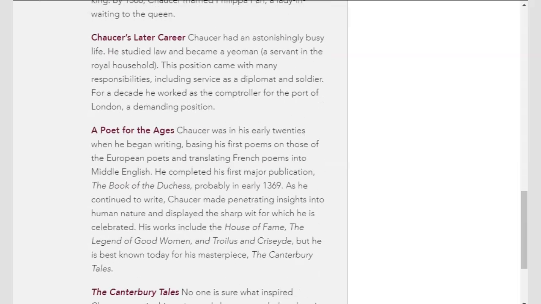Chaucer's later career. Chaucer had an astonishingly busy life. He studied law and became a yeoman, a servant in the royal household. This position came with many responsibilities, including service as a diplomat and soldier. For a decade, he worked as the comptroller for the Port of London, a demanding position.